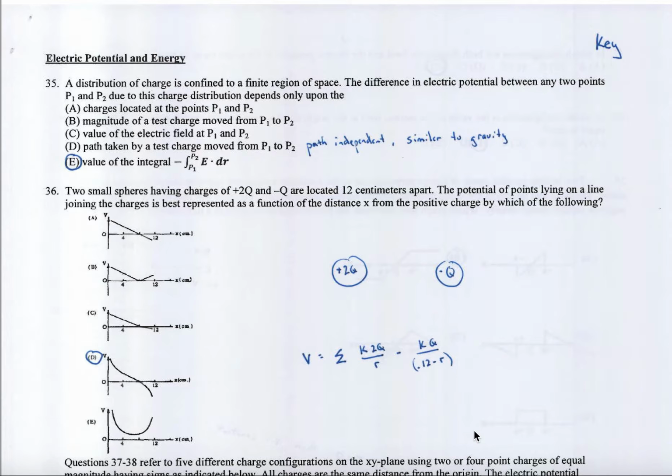And electric potential energy. So we have voltage and energy in this. I'll probably just do the first 5 pages and then do the next 5. So 35 is looking at the difference in electric potential. Remember, they don't even have to use the word difference. Electric potential is always the difference.